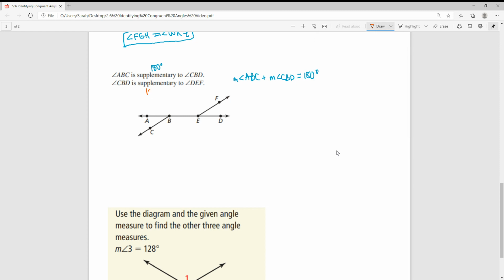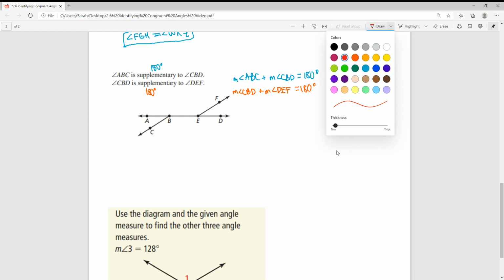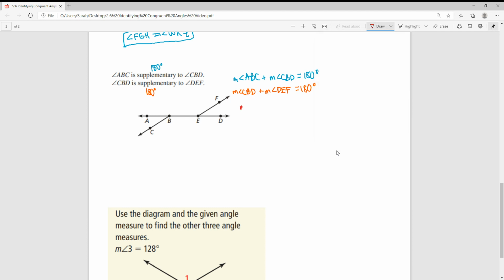Next sentence also talks about supplementary. It says that measure of angle CBD and measure of angle DEF, since they are supplementary, equals 180. Using that trick that we used earlier, since these are both equal to 180, I can set the two left-hand sides equal to each other. So I can say ABC plus CBD, angle measures, equals measure of angle CBD plus measure of angle DEF.